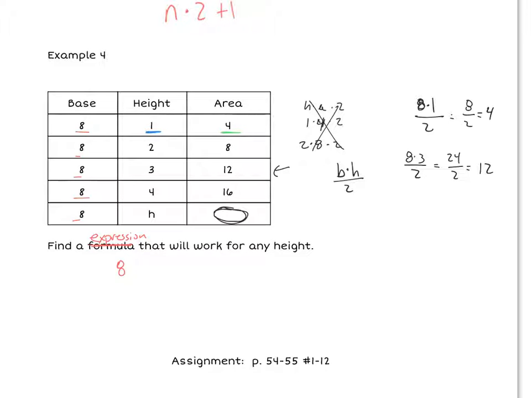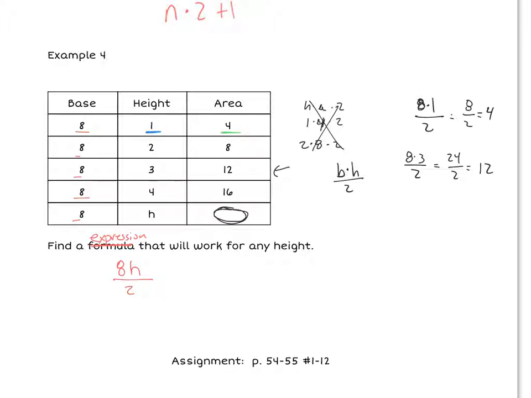Okay, so our base is the same every time, right? So in our expression, we can use the number 8. Expression, thank you, Grady. In our expression, 8, and then Aiden said we got to multiply by the height, and because I just have a number and a letter, I can write them like that. And then he said we have to divide by 2. So base times height and then divided by 2. Base times height divided by 2 gives you your area for this table. And the base every time is 8, so we put an 8 in there.